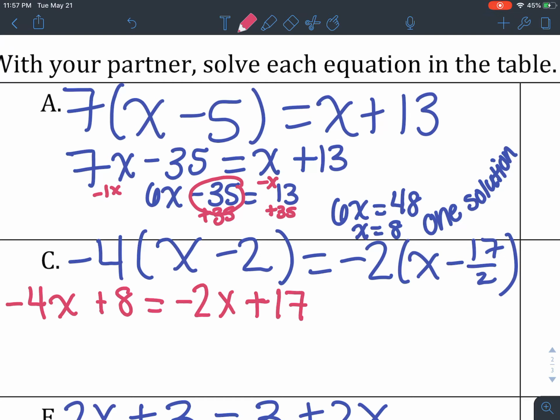All right. Now, we're going to move all of our x's to one side. Now, I see that there's a negative 4x here and a negative 2x. You're going to either want to add one of them, it's up to you, but I'm going to add the negative 4x. So I'm going to get rid of that negative 4x by adding positive 4x to both sides. So it's going to bring down an 8 equals 2x plus 17.